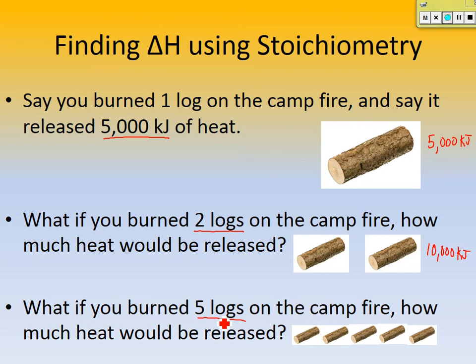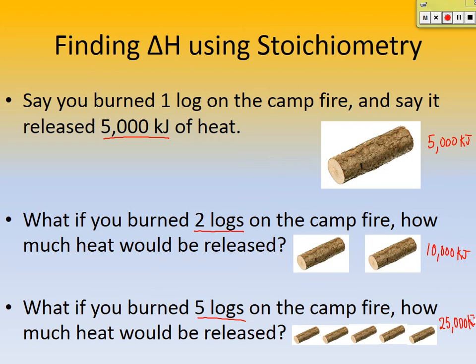I hope that you're thinking to yourself, well, it's 5 logs, so it's 5 times as much heat. Well, times this by 5, and you're getting 255,000 kilojoules of heat being released. So it seems so easy, and I hope that seems logical to you. But guys, that's exactly the same thing in chemistry.